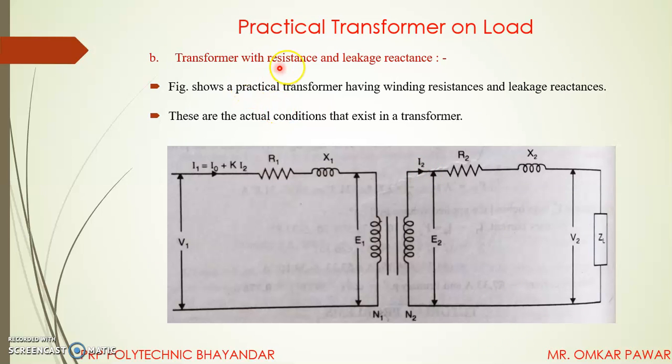Second condition is transformer with resistance and leakage reactance. So this diagram shows a practical transformer having winding resistances and leakage reactances. These are the actual conditions that exist in a transformer. So in this case, we consider R1 and X1, R2 and X2, that is resistance and leakage reactance in the primary and secondary winding respectively.